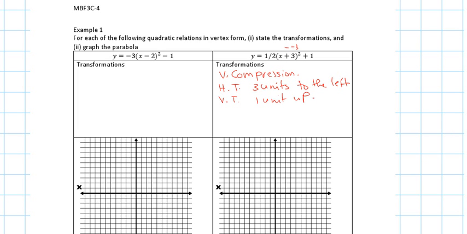Now, whatever we're going to do next, that has to do with the graphing. Okay? So when I come to graphing, what's the first thing I have to find? I have to find the vertex. What is my vertex? Negative 3, 1. Okay. So your vertex is negative 3, 1.